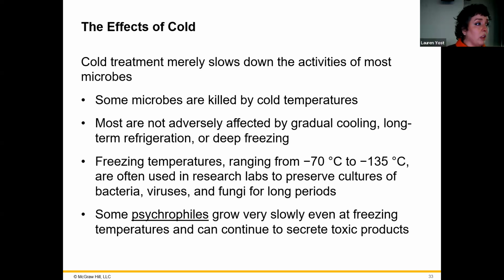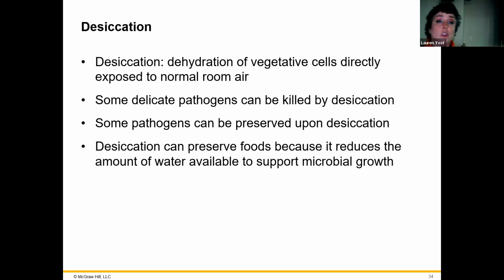But it does stop things from growing and multiplying. That's why if you freeze something, it doesn't continue to go bad in the freezer, right? You've stopped it from growing. That's what cold is useful for. There are microbes that still flourish at freezing temperatures, and they're called psychrophiles. It's a crazy word, but psychrophiles means that they love cold temperatures. I don't know where psychro comes from, but apparently that's what it means.